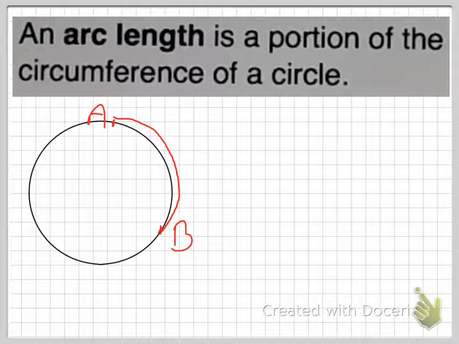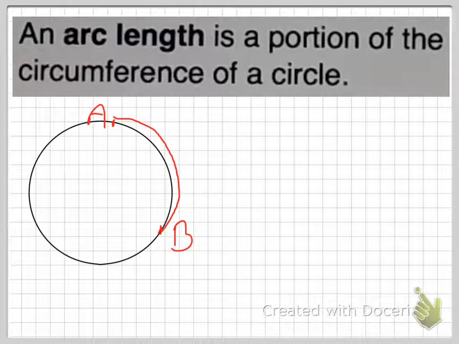Keep in mind we're talking about arc lengths, not the measure of an arc. The measure of an arc would be a degree. For example, say this is 105 degrees or something like that. We're not talking about that. We're talking about an arc length.